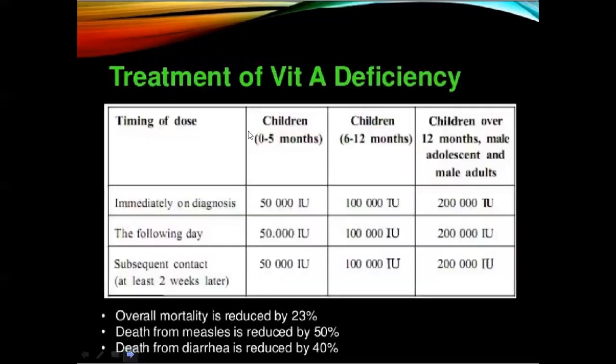Treatment of vitamin A deficiency. Timing of doses: immediately on diagnosis. 50,000 units in children 0 to 5 months, and in children 6 to 12 months it is 1 lakh units. In children over 12 months, male adolescents and male adults, 2 lakh units.